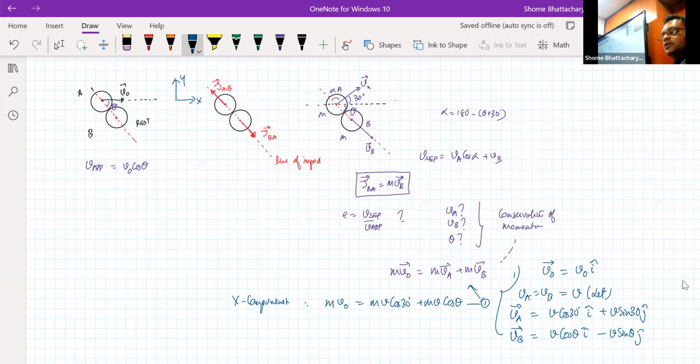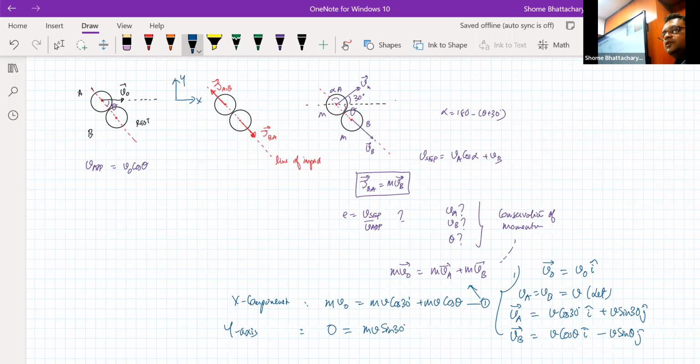And along the y-axis, we can see that the initial momentum was 0 because this was only moving along the x-axis. So the final momentum should also work out to be 0. And how is it working out to be 0? Because A has a positive y component and B has a negative y component, so they should cancel each other. A's positive y component is mv sin 30.